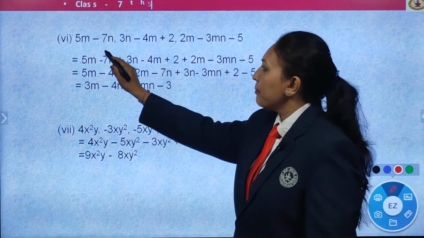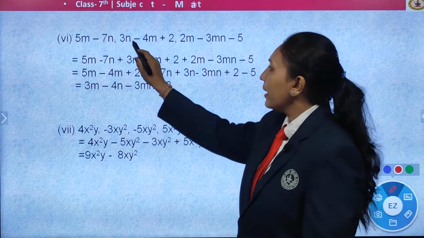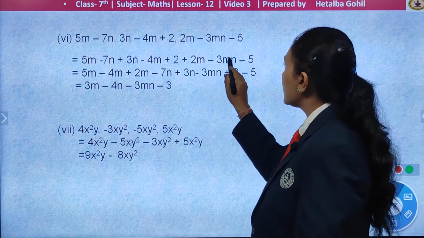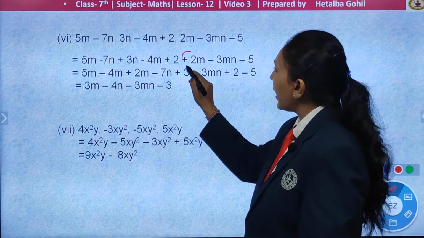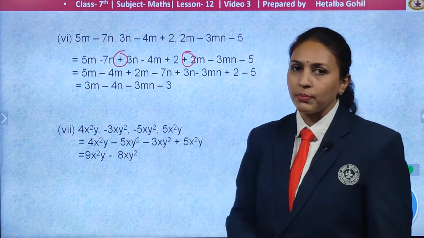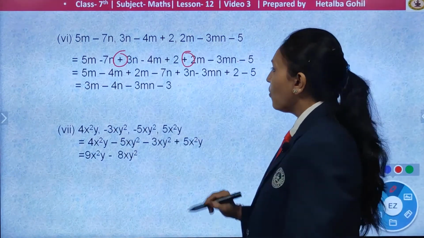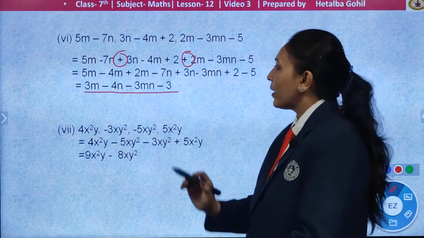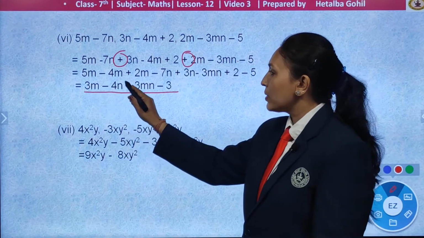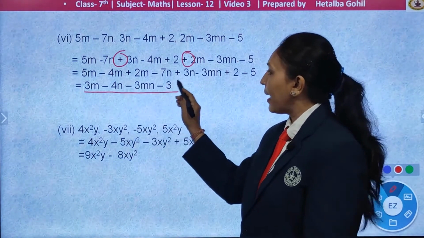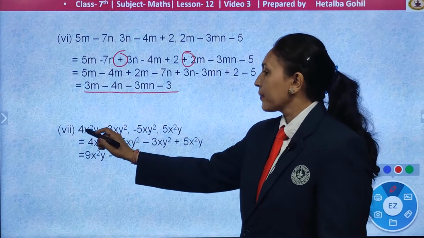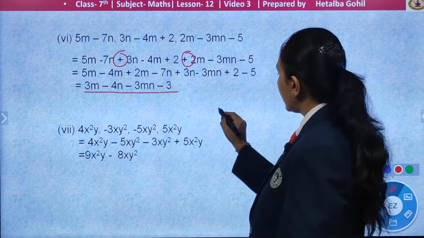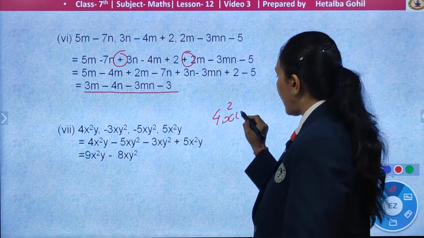Next, 5m minus 7n plus 3n minus 4m plus 2 plus 2m minus 3m minus 5. I have combined all the three expressions with addition because it is told to us in the question. Now, combine all the like terms, and when you simplify, you will get your answer here as 3m minus 4n minus 3mn minus 3.